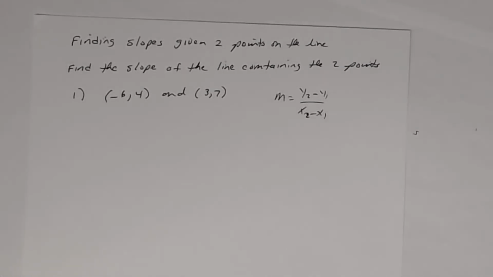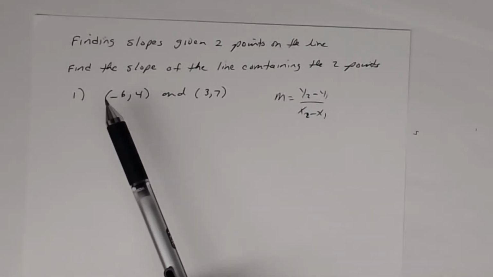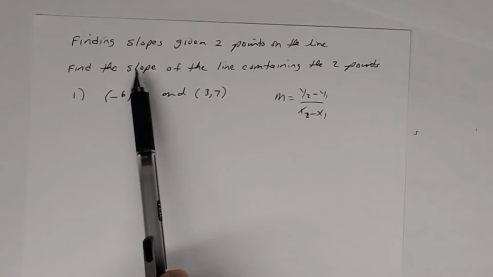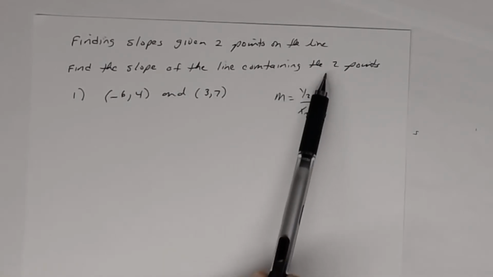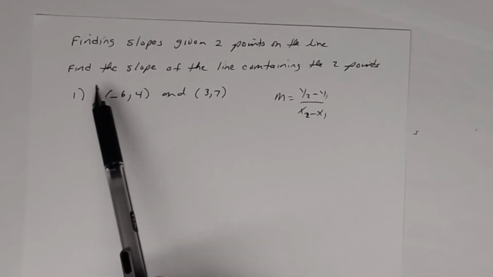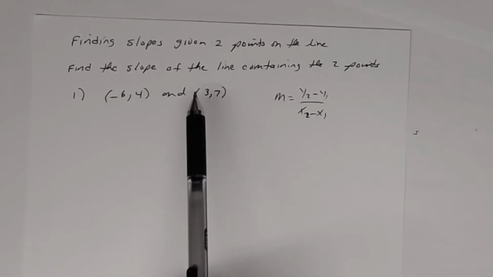All right, this is a lesson on finding slopes given 2 points on the line. Basically, the directions will usually say something like this. It'll say, find the slope of the line containing the two given points. So in our example, here are my two given points. The first point is -6, 4, and the other point is 3, 7.